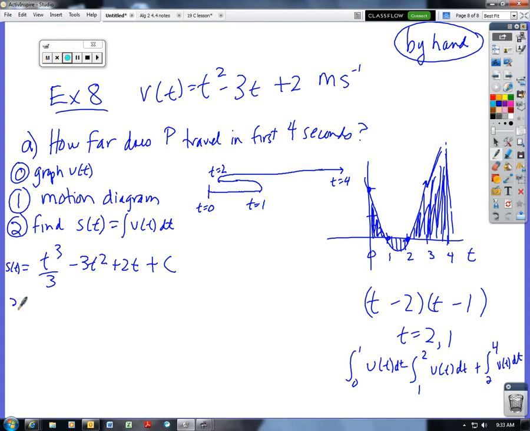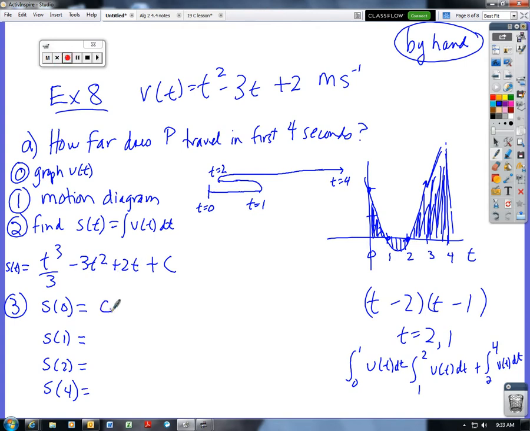Then, because I already have my motion diagram, I know the key places where I need to find my s's, my positions. So I need to find position 0, position at 1, position at 2, and position at 4. So you're going to find the initial and the final positions, and the position where it changes direction. And then I've got this beautiful function here, so I'm going to plug 0 in, and get c.